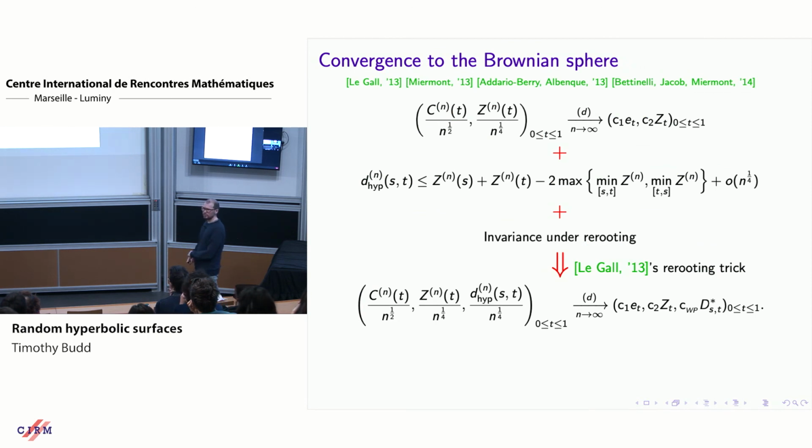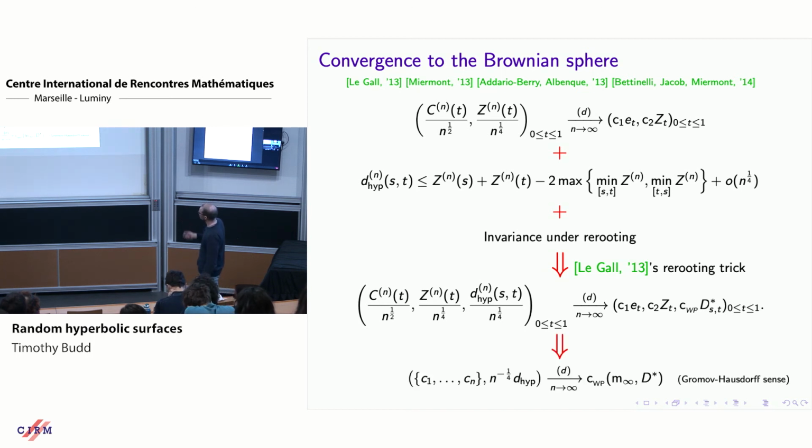So this, together with rerouting invariance, gives, with the standard techniques, the convergence to the Brownian sphere.